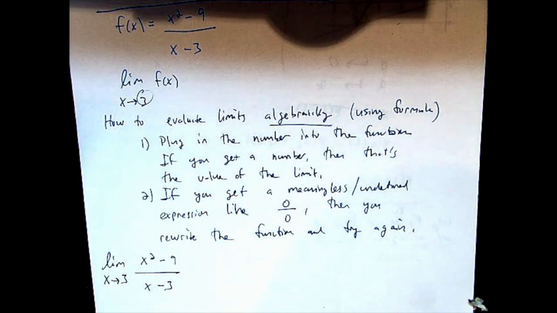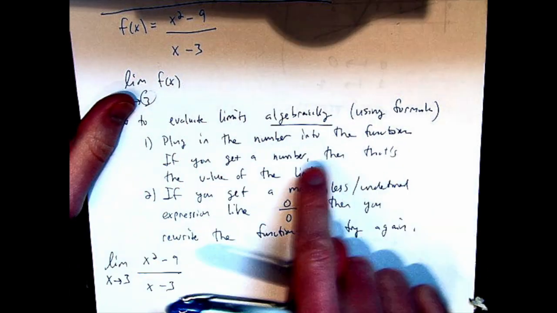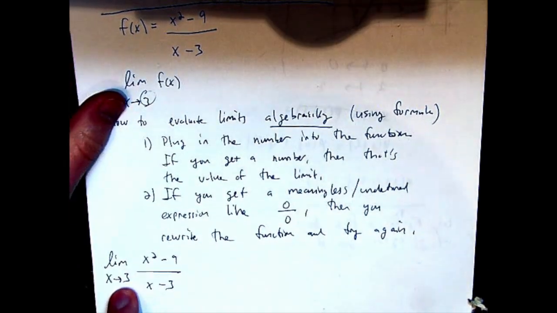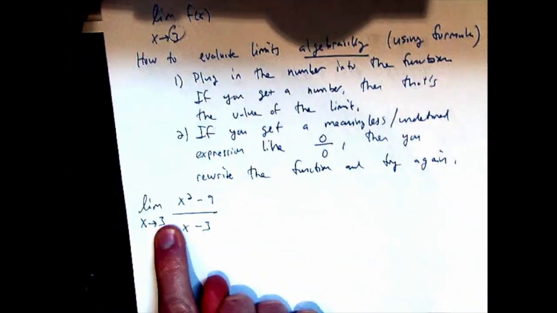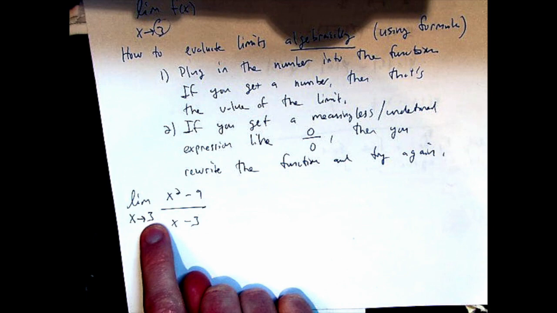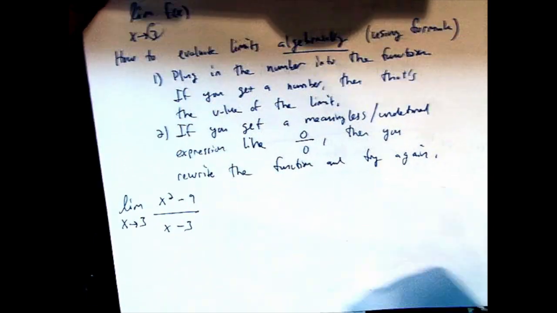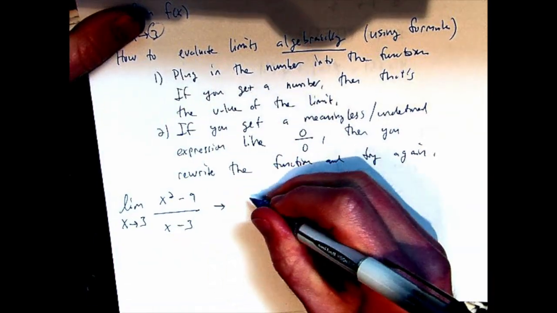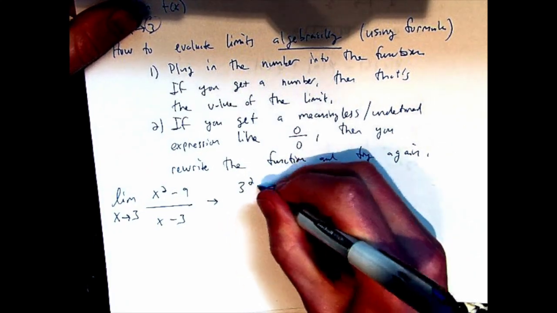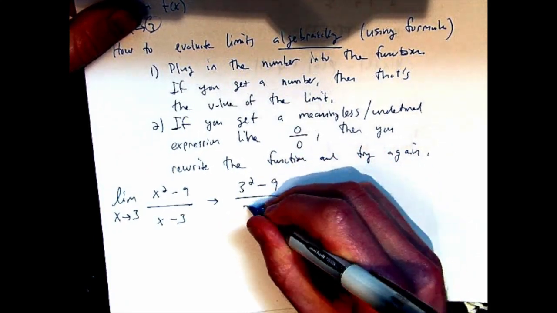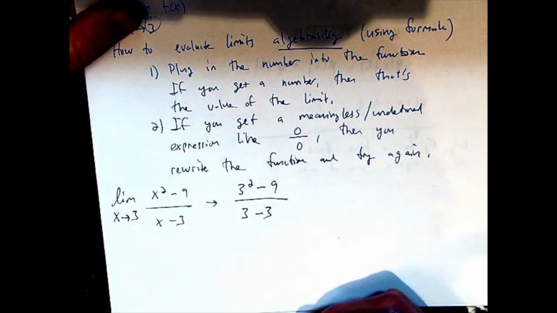So what does this procedure say? It says you just plug the number into the function. Whatever value you're taking the limit to, that's what you plug into the function. In this case, my x value is going to 3, so just plug this into the function and see what I get. So let's plug 3 into this function. So I have 3 squared minus 9 over 3 minus 3.